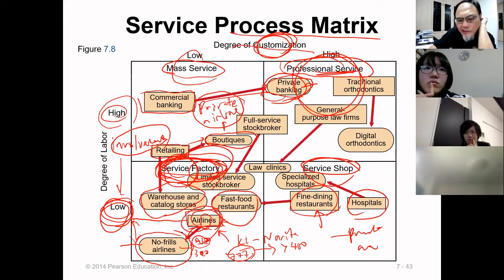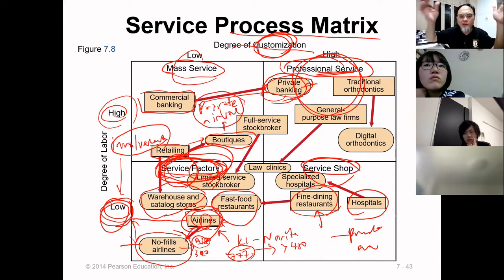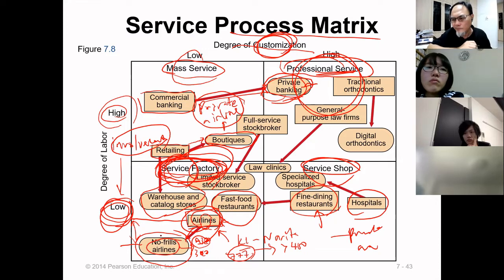So this is because there is not much difference between the traditional airline and no frills, because it still moves a lot of people. Only the level of labor involvement is lower for no frills than normal airlines. So it's still a service factory, because it moves a lot of people at one time.